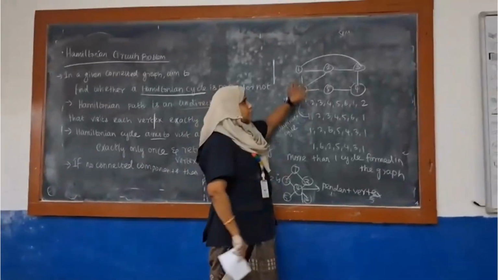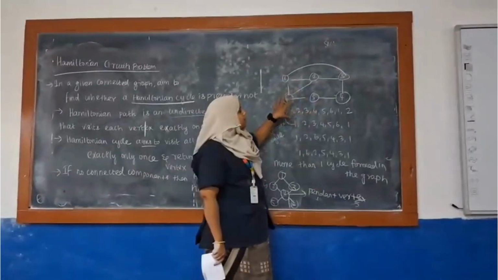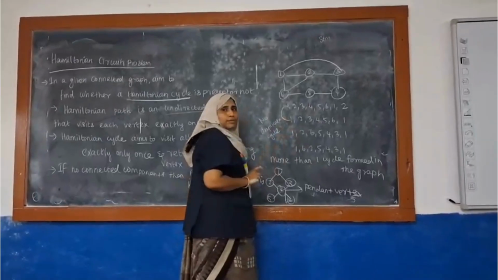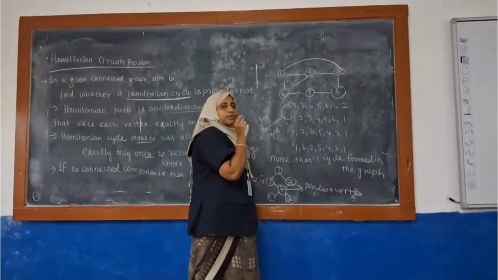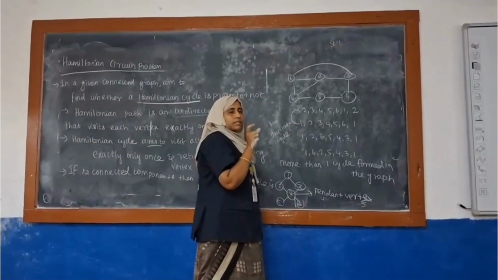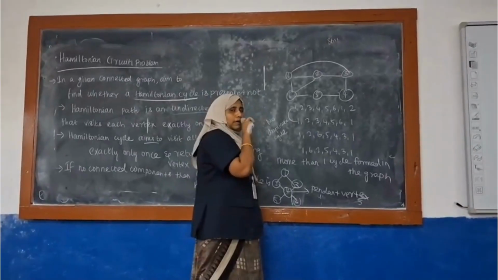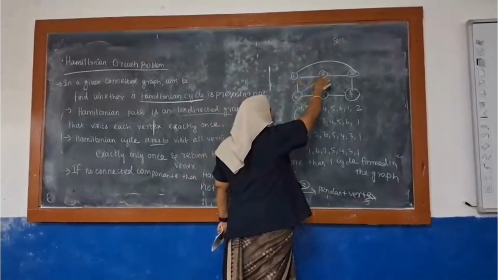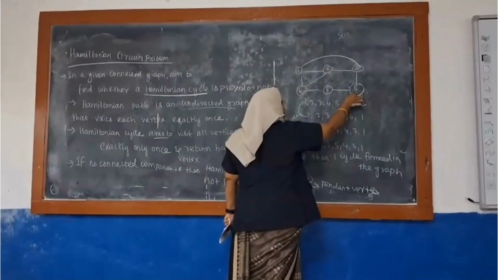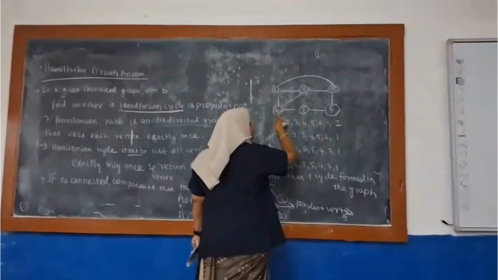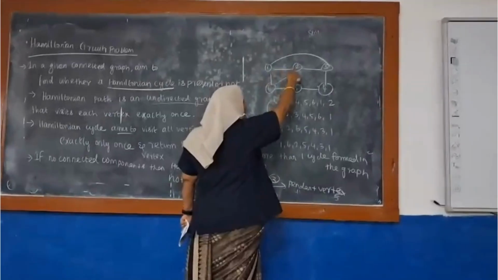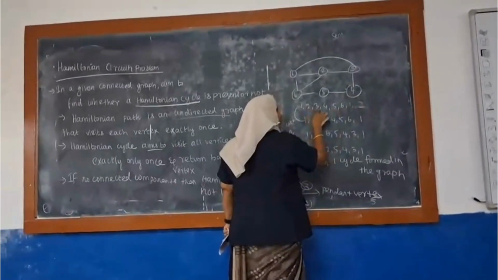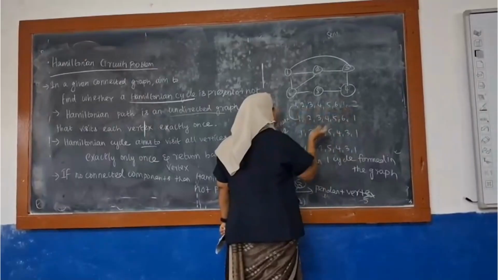Here I have 6 vertices, 1, 2, up to 6. Now these are all the possibilities of the Hamiltonian cycle. That is, I am going to visit all the vertices only once, and we have to come back to the starting vertex. So listen: 1, 2, 3, 4, 5, 6, 1. So this is one possibility.